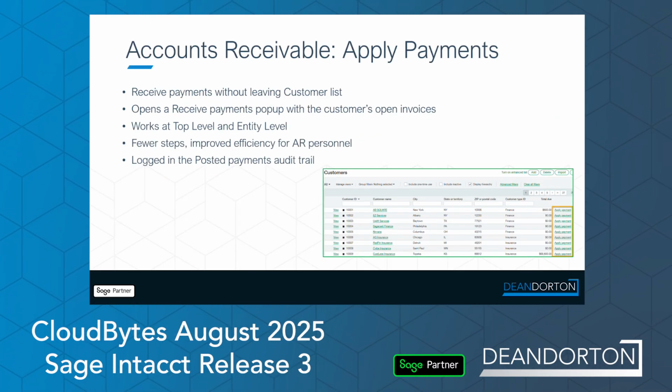Applying payments, there now is a slight change in the customer screen to allow for applying payments. Receive payments without leaving the customer list. So you will have that option in the customer list. It opens a payment pop-up with the customer's open invoices, works at top and entity level, with fewer steps and more efficiency for AR folks, and it is logged in the posted payments audit trail.